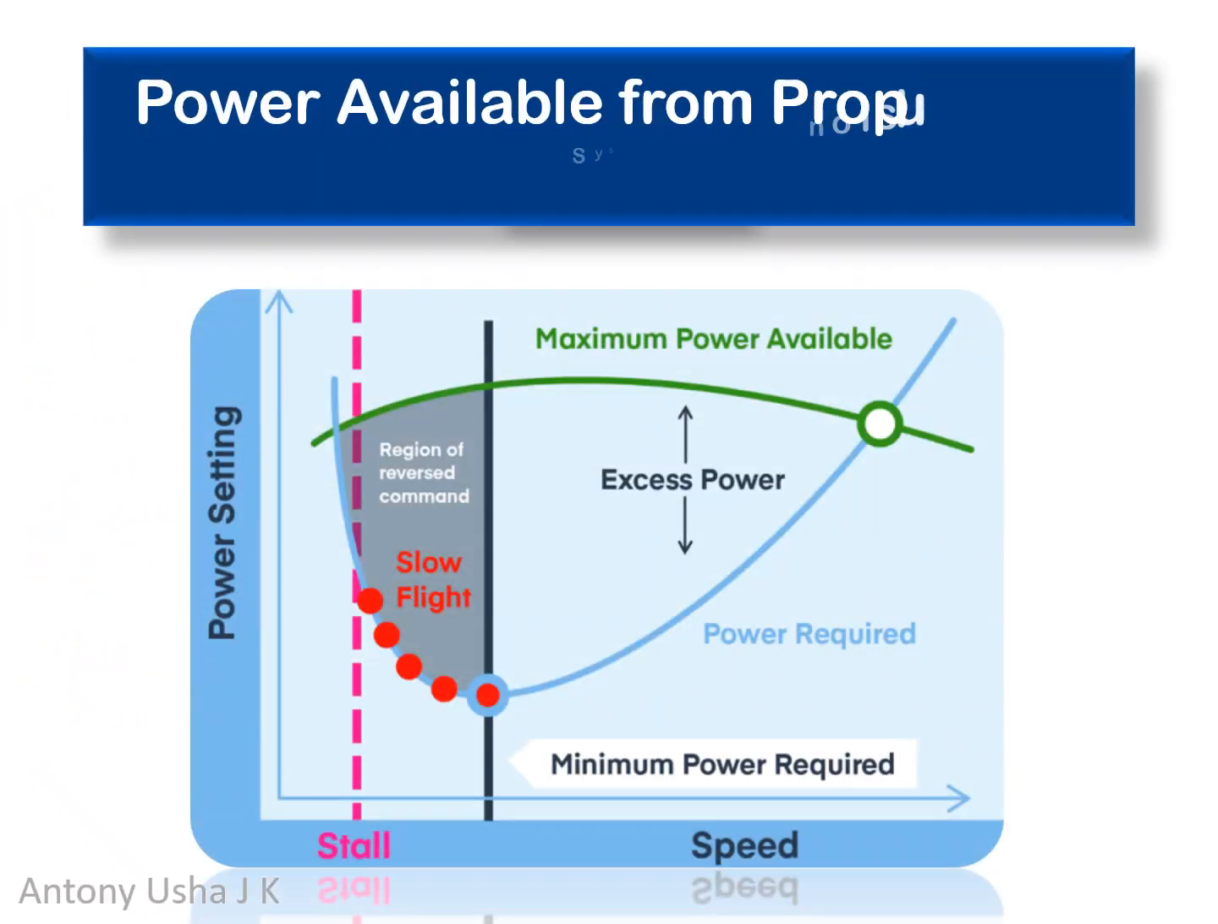Power available from propulsion systems. This graph illustrates the relationship between the power setting and the airspeed, a crucial concept in aircraft performance and flight safety. The upward curving blue line represents the power required to maintain steady level flight at different speeds. Notice that it forms a U shape. The lowest point on this curve corresponds to the minimum power required, which is the speed where the aircraft flies most efficiently.